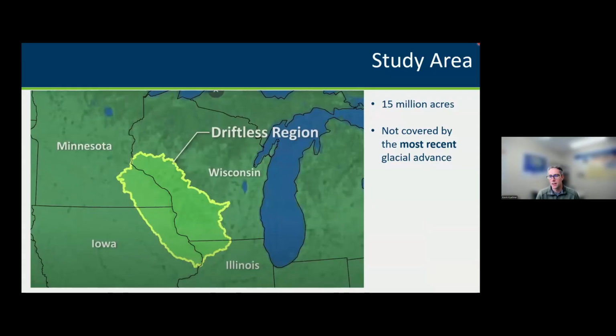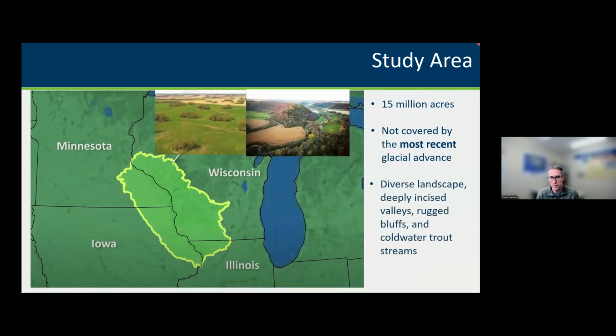Minnesota. So the focus of the study area is in this general large area, what we call the driftless area. This is an area that covers over 15 million acres, encompassing 4 different states. This is a unique area in that it was not covered by the most recent glacial advance. As a result of that, we get some very diverse, both agricultural and geological processes here in this area. Deeply incised valleys, rugged bluffs, cold water trout streams, sinkhole plains, and just a unique part of the Midwest.